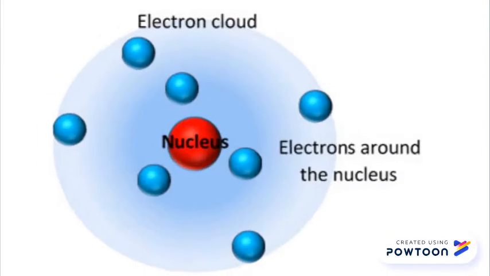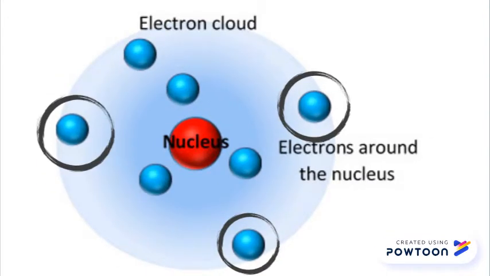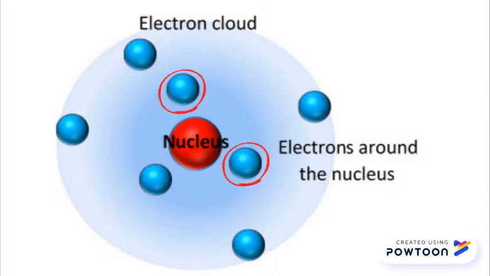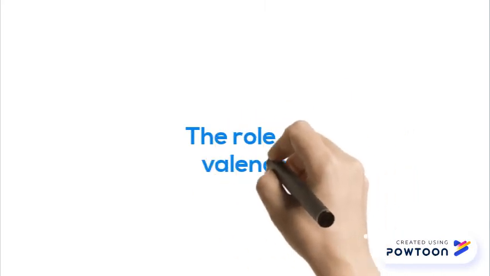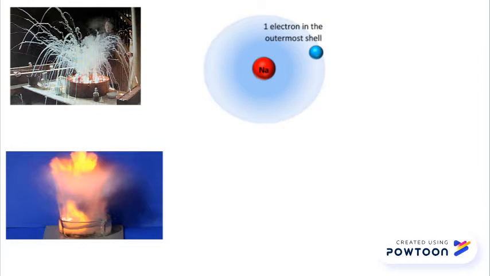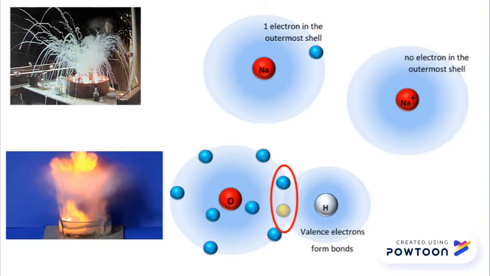To make things easier, the electrons in the outer shell are called valence electrons. The electrons closer to the nucleus are called core electrons. Valence electrons are responsible for the different behavior of atoms, for the formation of different ions, and for chemical bonds. The question is, how do we determine how many valence electrons an atom has?